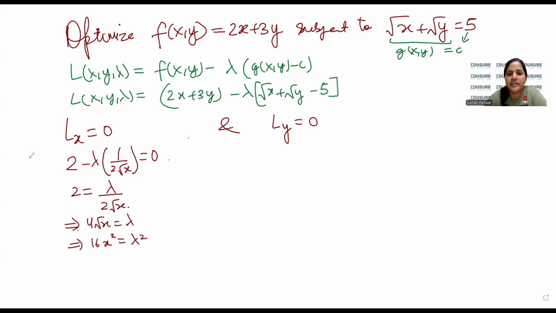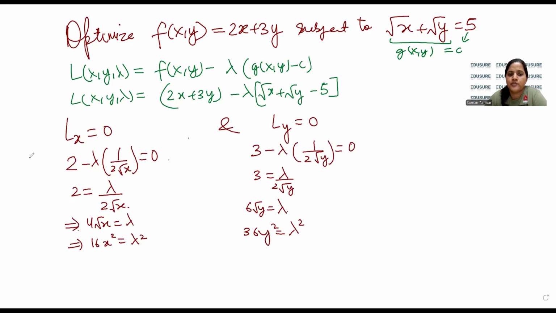From here, we are going to get 3 minus lambda times 1 by 2 root y equals 0. So 3 equals lambda divided by 2 root y. So 6 root y equals lambda. So 36y equals lambda square. So from these two equations, we have 16x here and 36y here. So 16x equals 36y. So x is equal to 36 by 16 y, which is 9 by 4 y, or y equals 4 by 9 x.